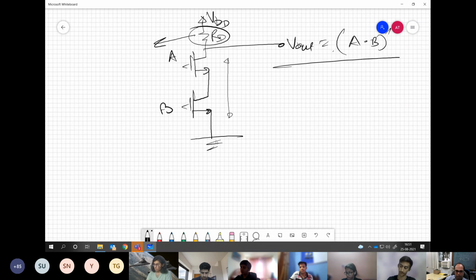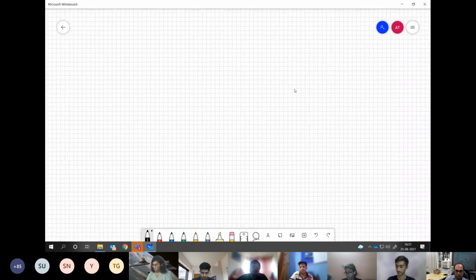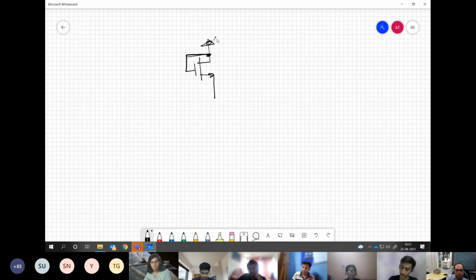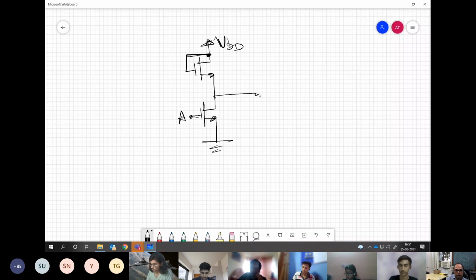Let us say if I draw the inverter, the resistance part will be connected like this: VDD, and then this is your input and here is your output. So basically this connection means what? This is always on.